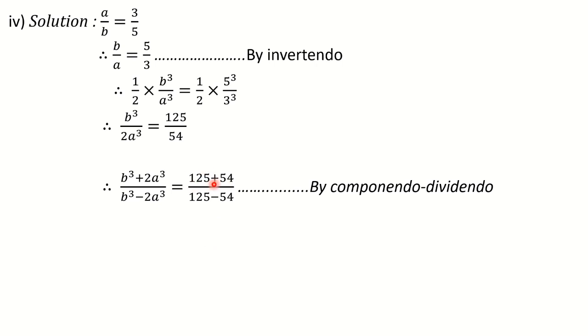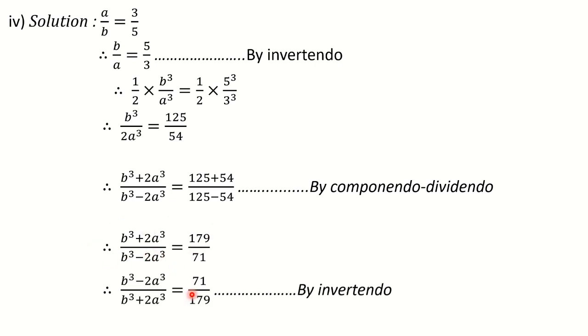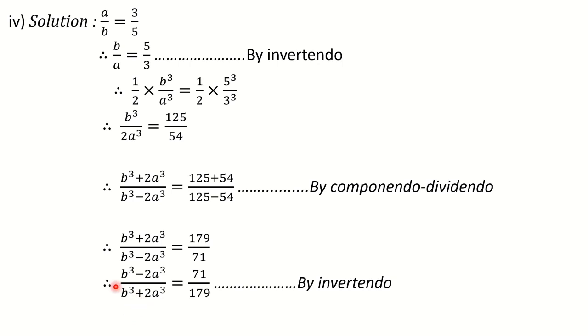Now here we will add 125 plus 54. What are we going to get? 179. And here you are going to subtract 125 minus 54. You are going to get 71. So we got this. But in the question we want the inverse of this. So go for invertendo to get the last step, that is (b cube minus 2a cube) upon (b cube plus 2a cube) is equal to 71 upon 179. Don't forget to write down the reason for what we have done here, by invertendo. Okay, so copy it down.